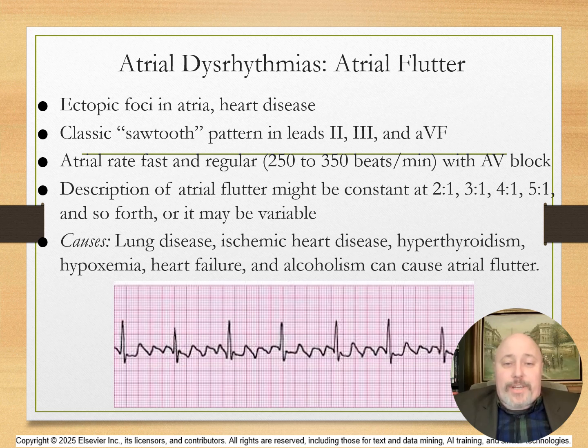The conduction ratio may remain the same, or it could vary depending on the number of flutter waves that are conducted in the ventricles. The description of atrial flutter might be constant at 2 to 1, 3 to 1, 4 to 1, or it may even vary between each beat.